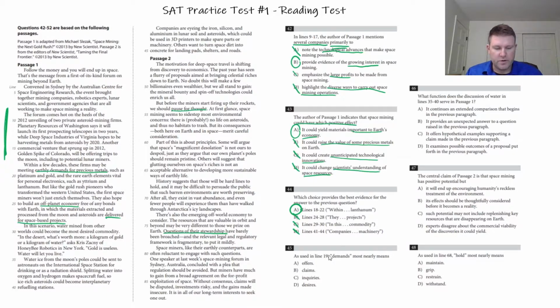45 is a word and context question, so we don't even look at the answers. We go over to "demands" in line 19 and replace it with our own synonym. Once we have our own synonym in place, then we'll evaluate the answer options. It's the most confident way you can answer based upon the context it was used in the sentence. So if we go to line 19 here, "within a few decades, these firms may be meeting earthly demands for precious metals." Let's come up with our own word for that. So probably requests, I guess? Demands is even better because you can pretty much understand what they're talking about, but basically requests.